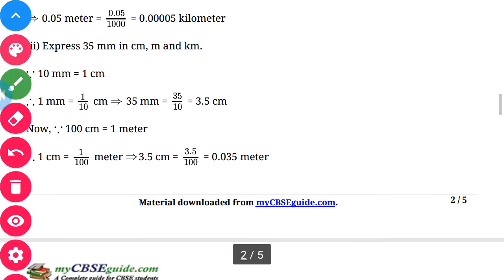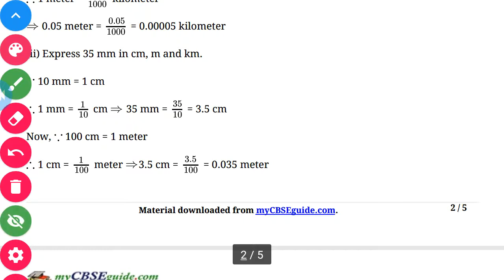So I was solving the 10th one here. As discussed, 10 mm is equal to 1 centimeter, so 1 mm is equal to 1 by 10 centimeter. Similarly, I have to find 35 mm in terms of centimeter. So 35 into 1 by 10 is nothing but 35 by 10, and in decimal form, that is 3.5 centimeter.